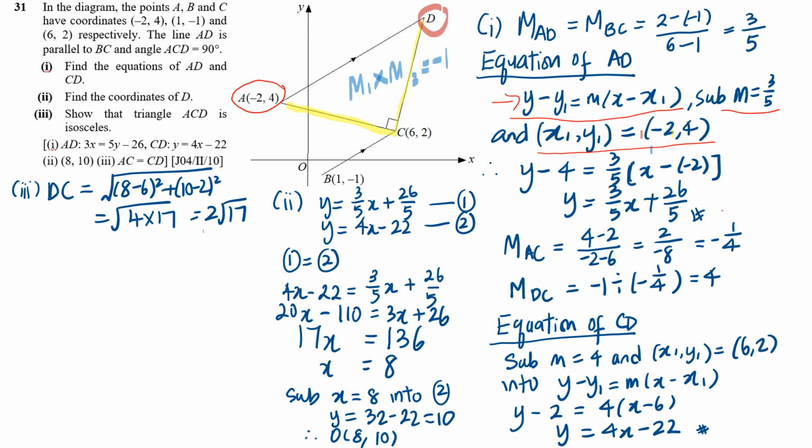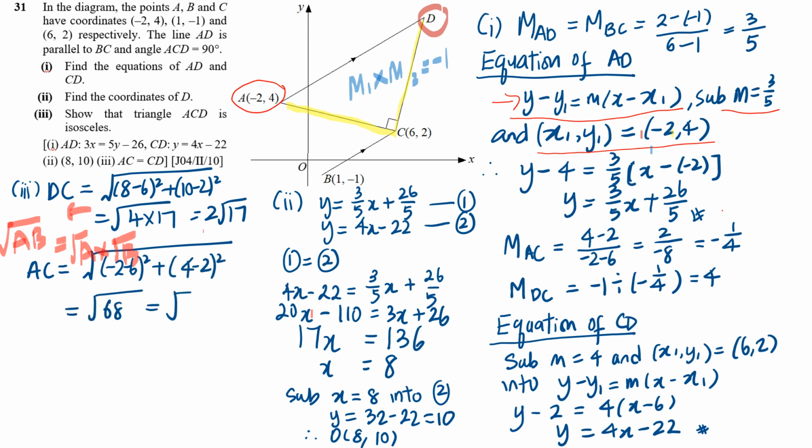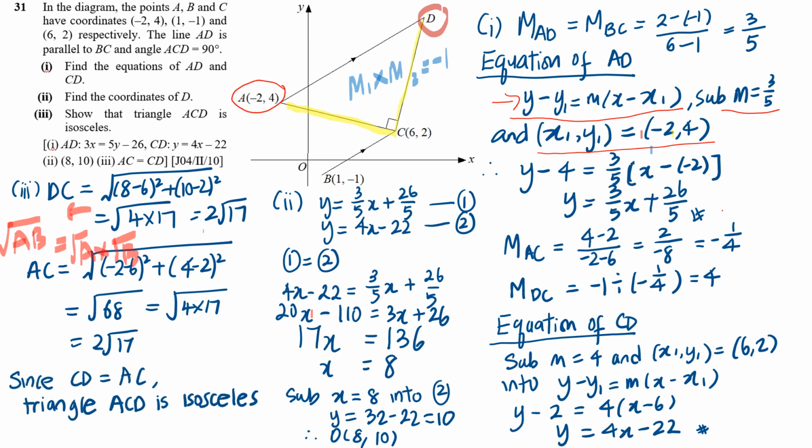I would advise you to leave your answer in surd form because that is exact form, so it's good for comparison. Here we're applying this rule, and square root 4 is 2. Do the same for AC, and you realize that both of them have the same length, which is 2 square root 17. So from there you can conclude that ACD is isosceles.